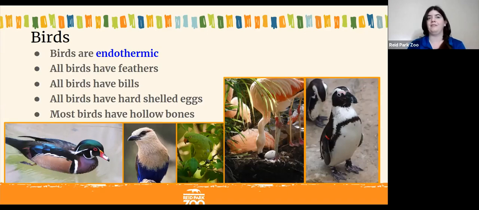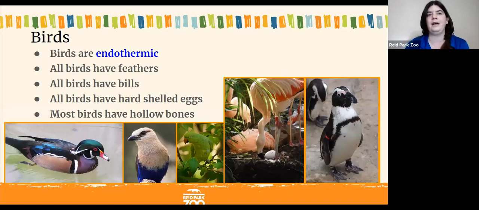All birds are going to have bills or beaks as well. And bird beaks are very, very different depending on their behaviors and what they eat. But what all beaks have in common is that they're a lot lighter than teeth. So teeth are really, really heavy, but because birds are adapted to be able to fly, they want to make themselves as light as possible. And having a bill instead of teeth helps them do that.